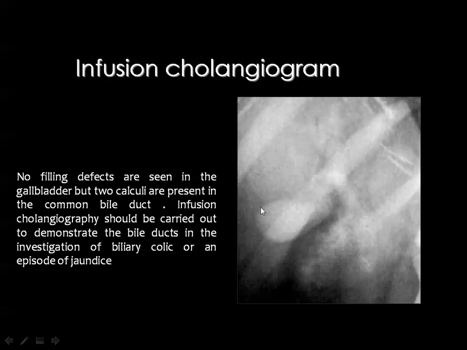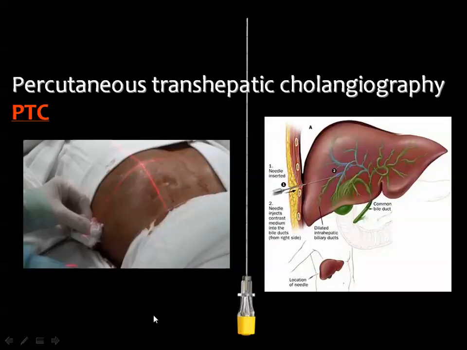We may see some contrast media in the gallbladder, and you can also see the shadow of the common bile duct, and you may imagine that there are some calculi inside. But this technique was used before CT and MRI for diagnosis and for therapeutic issues.